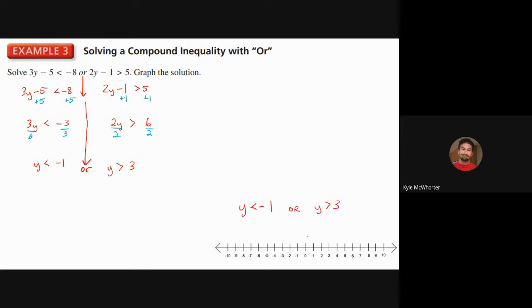To graph that, open circle at -1, arrow to the left where it's less than that, and then open circle at 3 because it can't equal 3, and then arrow to the right where the y values are greater than 3.